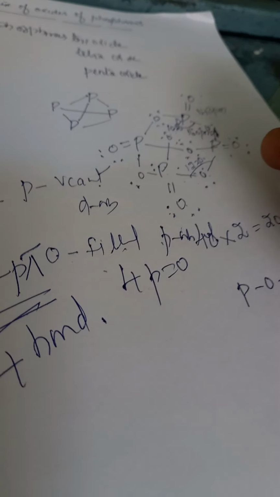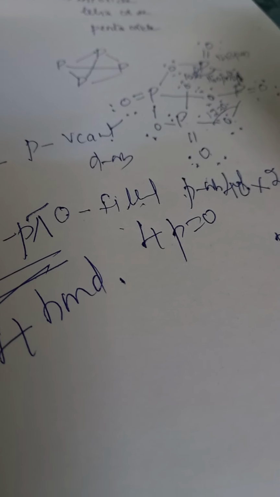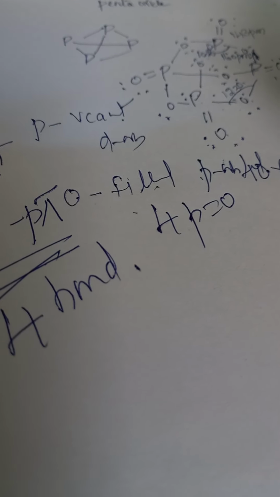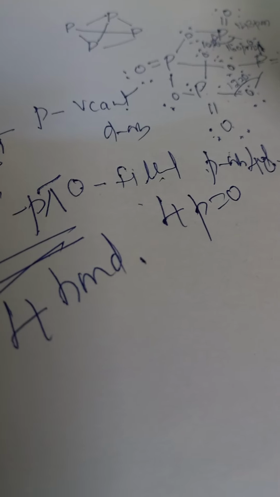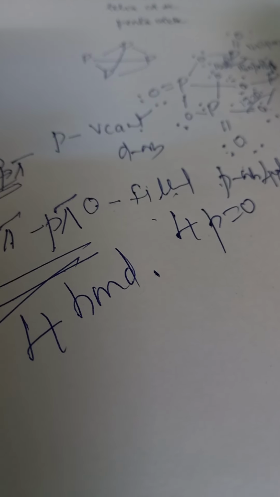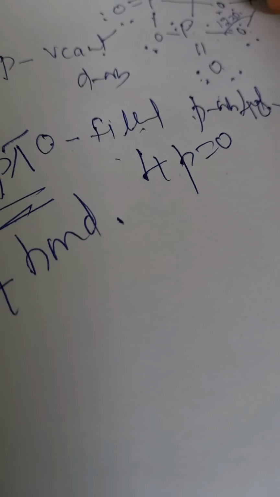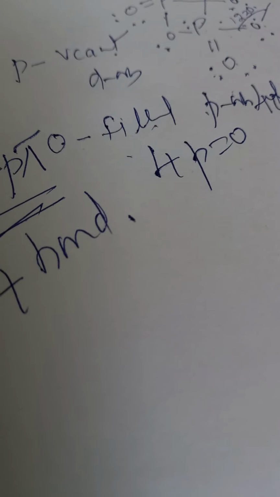So this is the structure of phosphorus trioxide and phosphorus pentoxide, and the bond angle, bond distance, everything is given. That PO bond distance, this distance, already I taught 160, becomes 160.5.